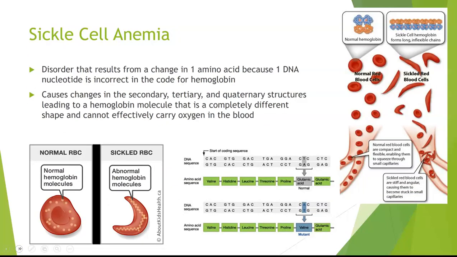Sickle cell anemia is an example of a disorder that can result from a change in one amino acid. That one amino acid causes the entire chain of that protein to be shaped differently, and it causes a very, very significant issue in individuals who have sickle cell anemia.